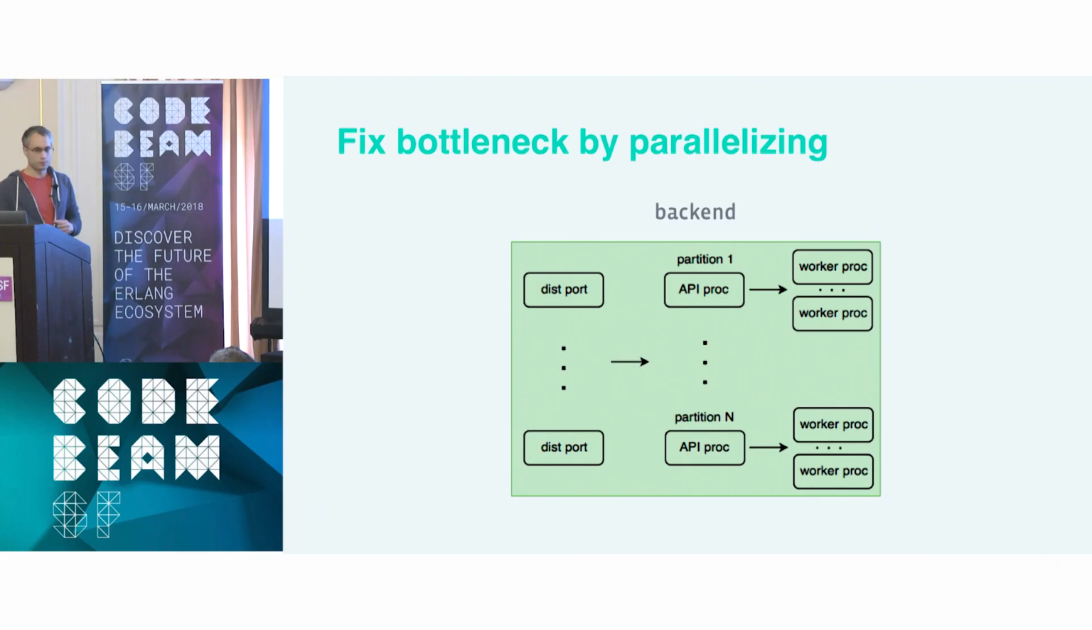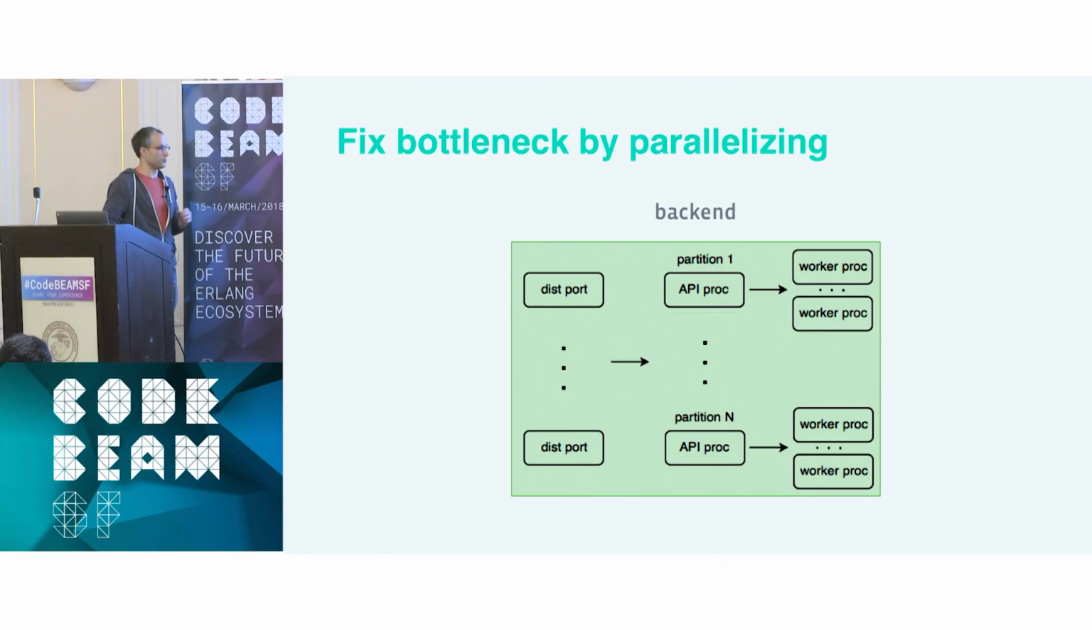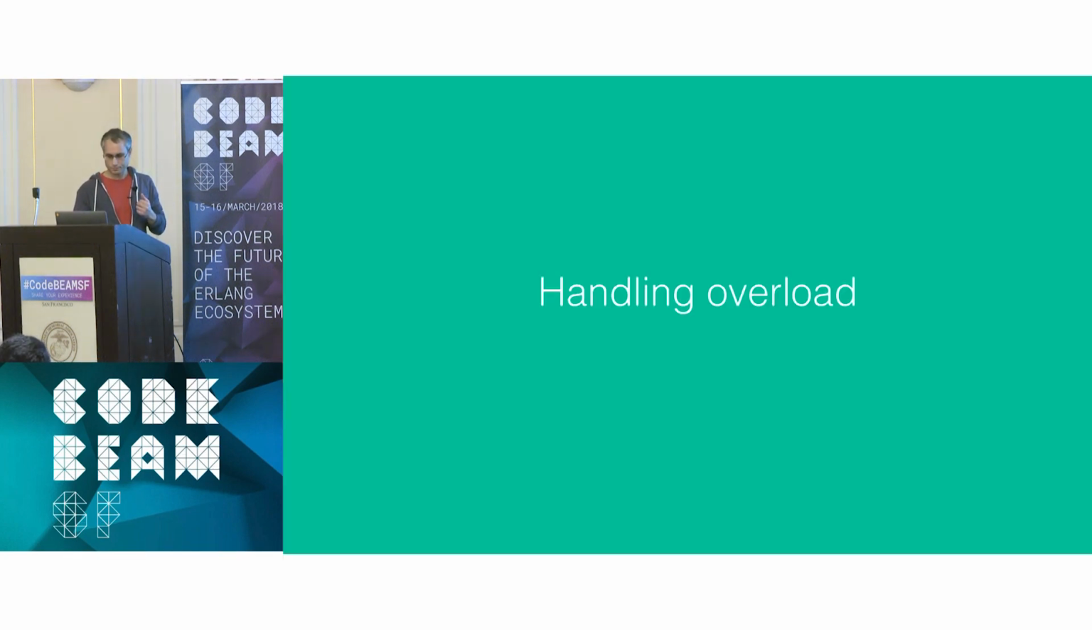So the default solution in this case is that we just parallelize by running multiple API endpoints serving different partitions. It's a very simple thing, and it addresses the problem. And that's one of the reasons why in practice we often run more than one key partition per node.